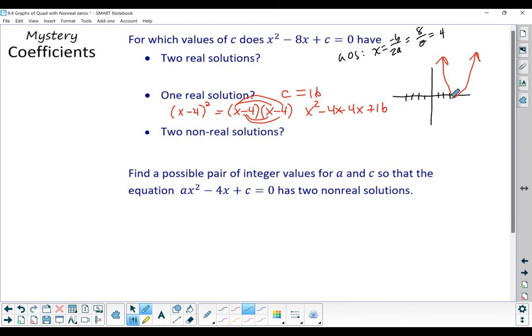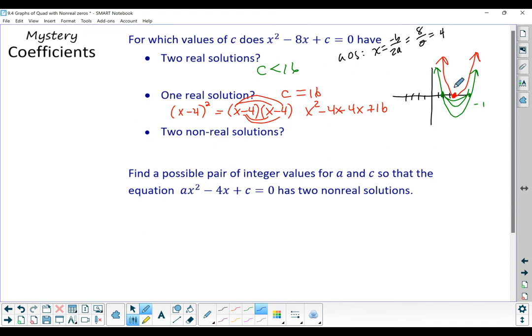So if I wanted a parabola that has two real solutions, then any shift down from there is going to have two real solutions. To shift this down means I would subtract numbers. If I subtract 1, it's going to be 1 below. If I subtract 2, it's going to be 2 below. So c would have to be a number that is less than 16. For example, if it was x squared minus 4x plus 15, that would be below this parabola.